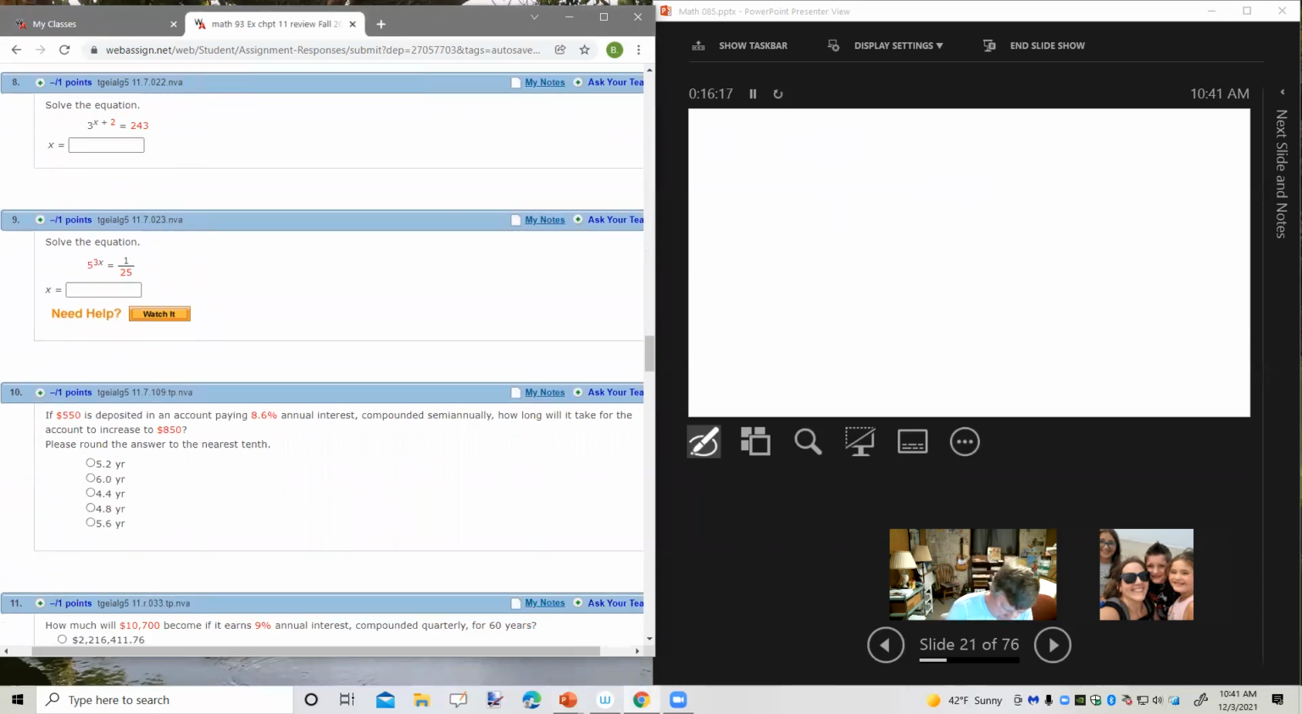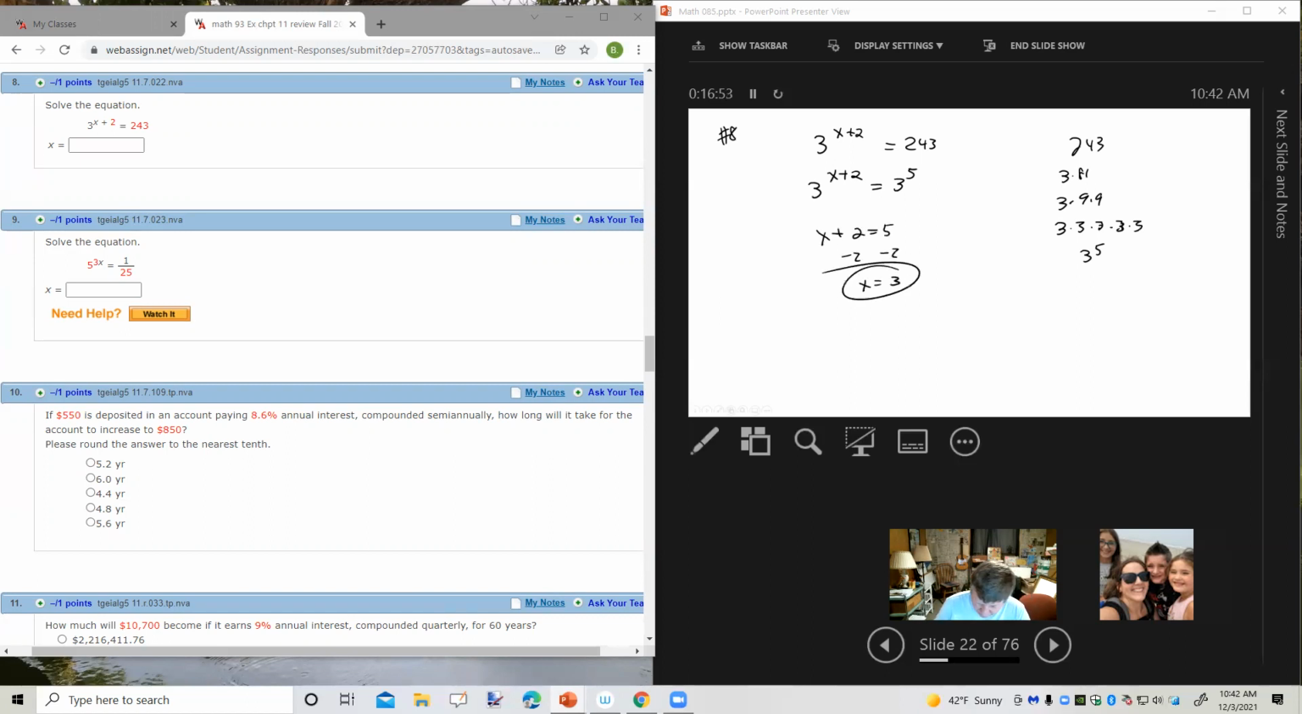Let's take a look at this one. Number 8. Solve the equation. 3 to the x plus 2 power equals 243. Well, 243 is 3 times 81, which is 3 times 9 times 9, which is 3 times 3 times 3 times 3 times 3, or 3 to the 5th power. So this problem could be written like this. Now that the bases are the same, the exponents are equal, so we get x equals 3.